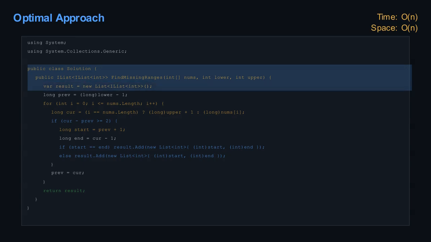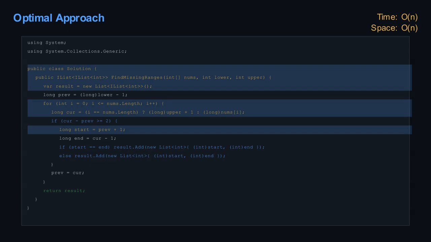For each step, we compute the difference between current and previous. If that difference is at least 2, we have a missing interval. The start of the interval is previous plus 1. The end is current minus 1. If start equals end, we add a single element range. Otherwise, we add the full interval. After handling the gap, we move previous forward to the current value and continue. This loop runs exactly once over the input array and handles the edges automatically because of the sentinel values.